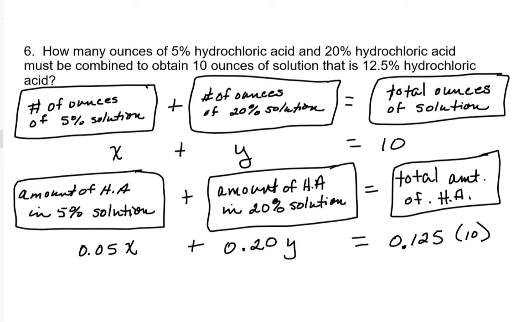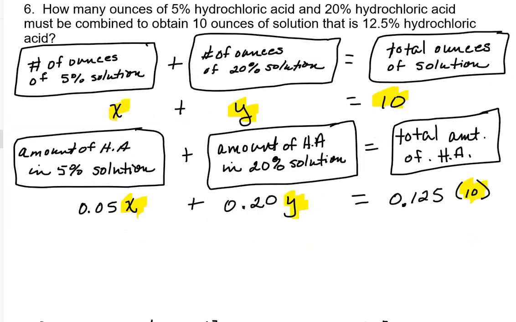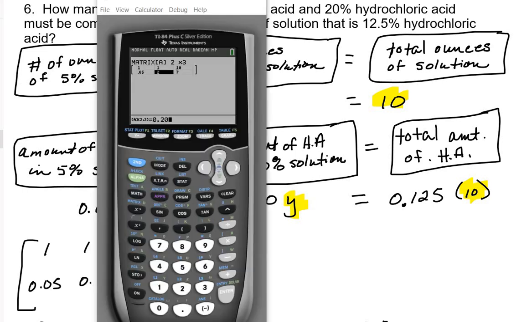And now what I want you to notice here is that in my first equation, I have X, Y, and 10. And in the second equation, I have an X, a Y, and a 10. And all of the numbers up front of those yellow things that are highlighted is the percent. 5%, 20%, 12.5%. So this will give me my two equations. So these two equations lead to my matrix.